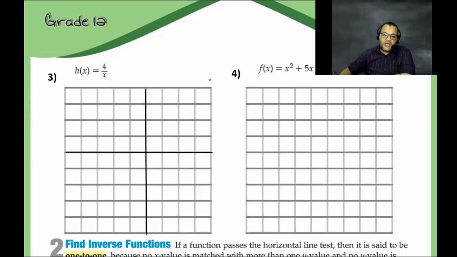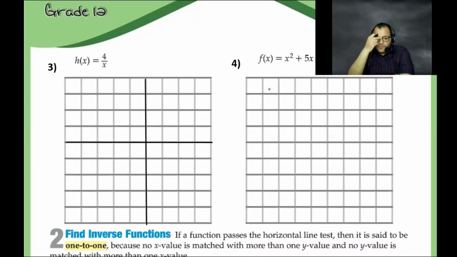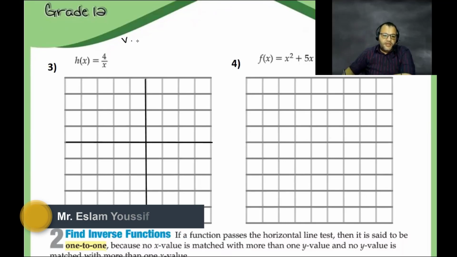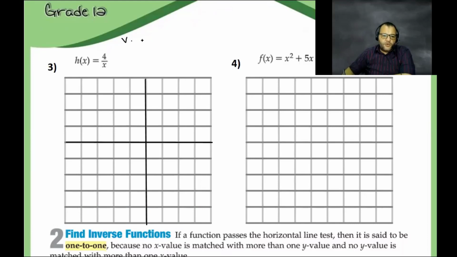What is the horizontal line of asymptote? x and y are both asymptotes. The vertical line. So we said the vertical line. What is the equation of a vertical line? x equals. So x equals 0.